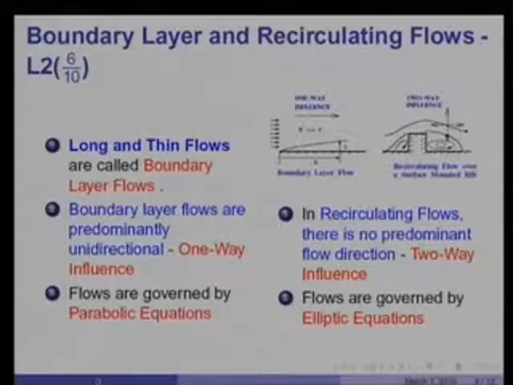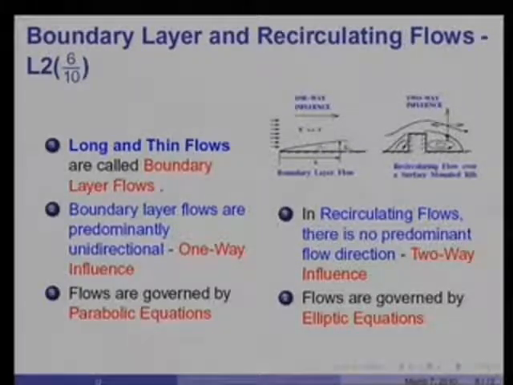Then there is the very, very important classification called the boundary layer flow and a recirculating flow. Boundary layer flows are flows that are long and thin. That means if you consider a surface past which a fluid is flowing, then the viscosity affected region would be very, very thin, of the order of delta, and the dimension x would be far greater than delta. So we call such flows long and thin flows.